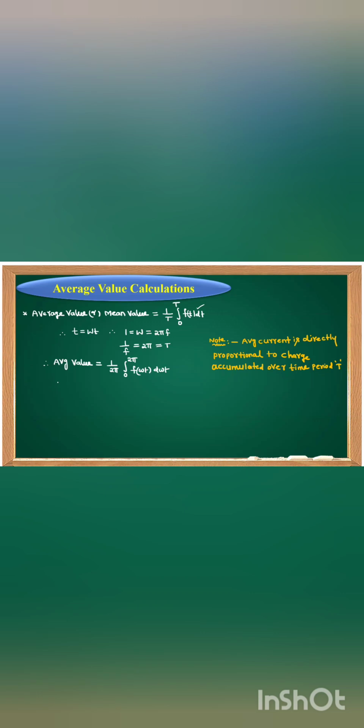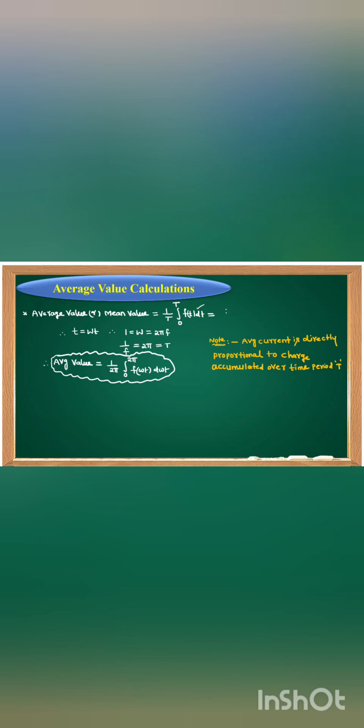In omega t axis, we can write 1 by 2 pi integral 0 to 2 pi f of omega t d omega t. That is, you can write like this. This is in omega t axis. I am replacing t by omega t. This you are writing in t axis. Simply you can write like this.